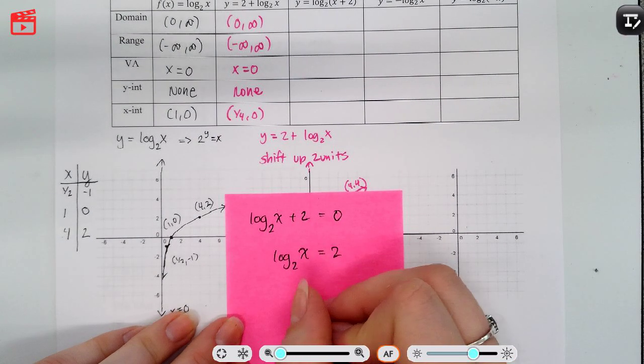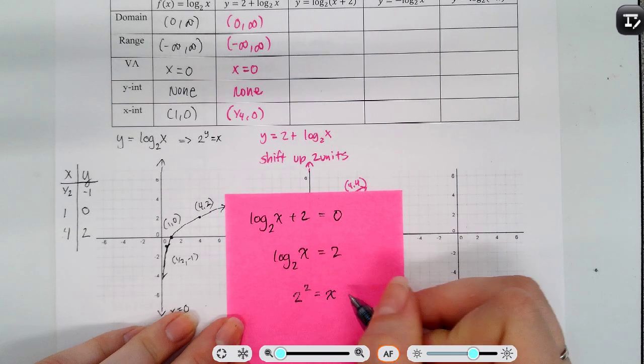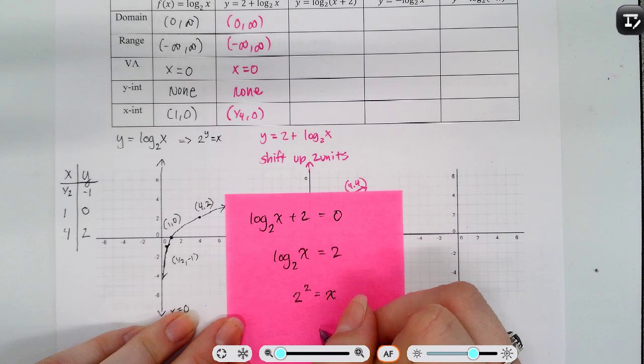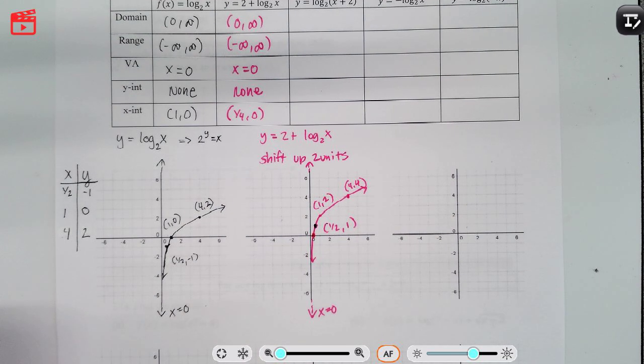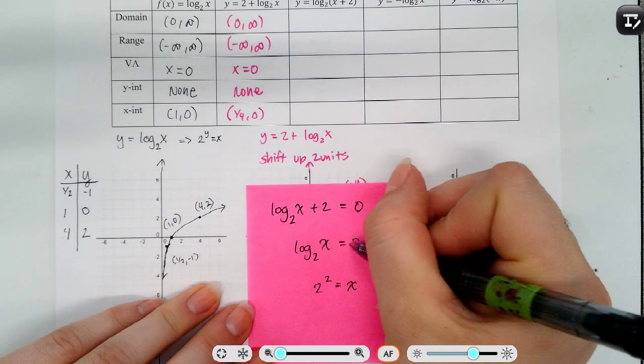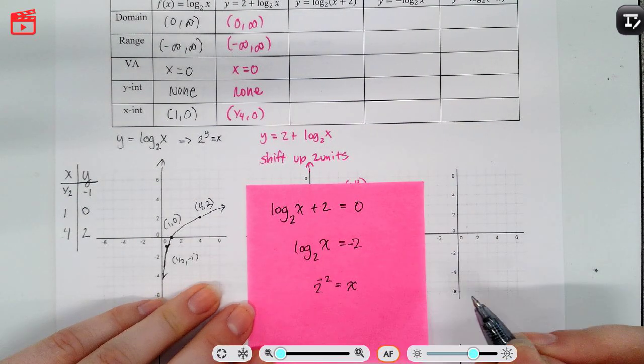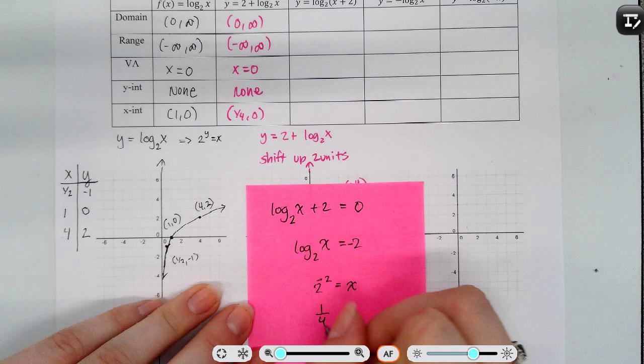So this is saying 2 to the second power equals x. Well, what is 2 to the second power? It's going to be 4. It's going to be a 4th. Sorry, that's 2 to the negative 2. 2 to the negative 2 power is going to be a 4th.